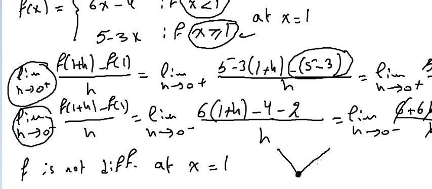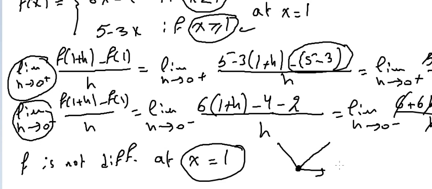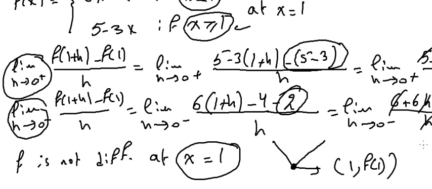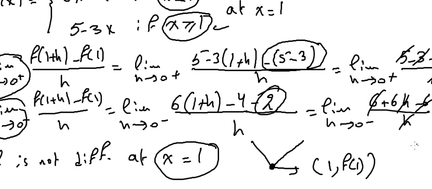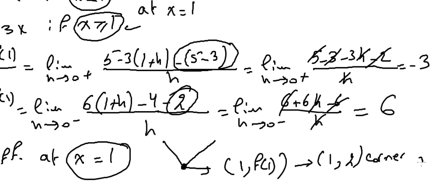This means we have a corner point. What is the abscissa of this corner point? Since we said at x equals 1, so it is 1. What is the ordinate? It's f of 1. And we found f of 1, which is 2, right? This means my corner point is 1 abscissa, 2 ordinate. The corner point, done.